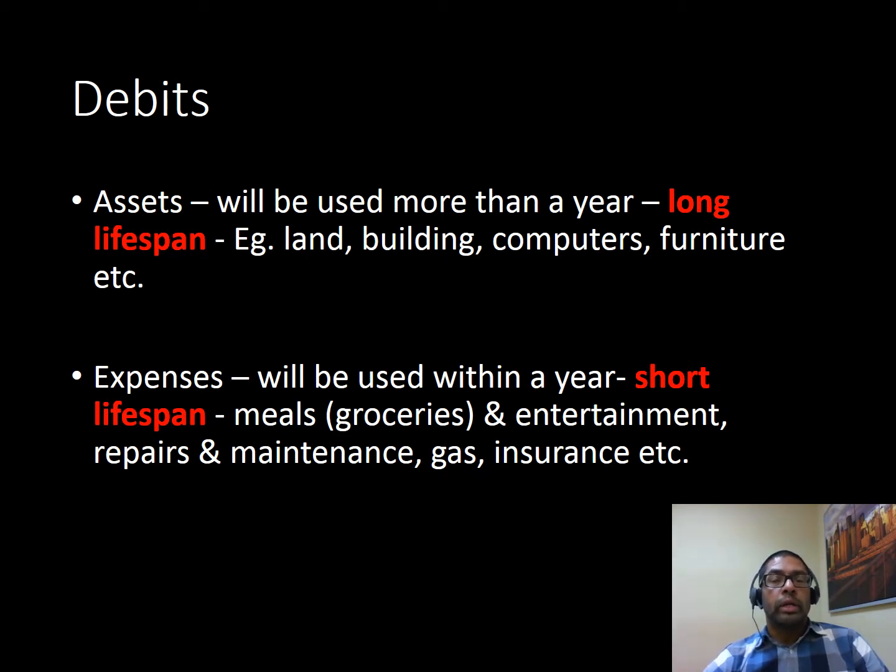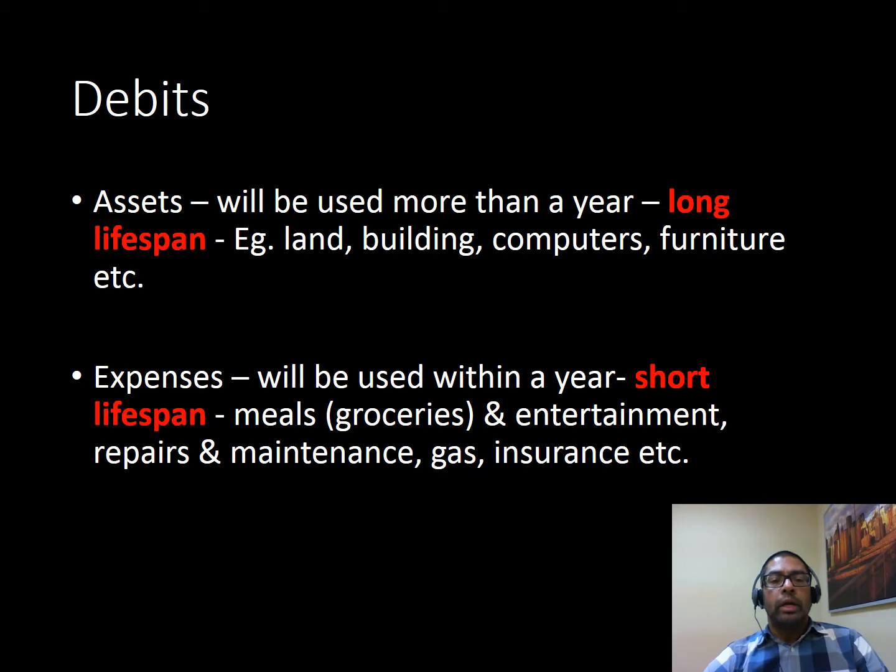There are only two items that will be recorded on the debit side of the column. So it's very easy to remember. One is the assets and the other one is the expenses. So how do we separate the assets from the expenses?